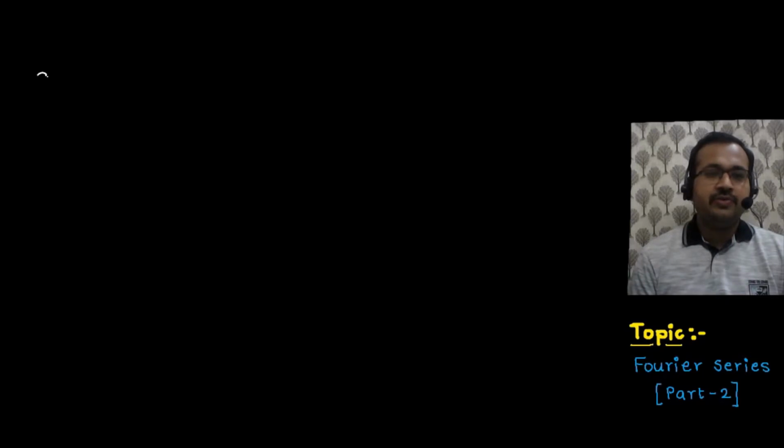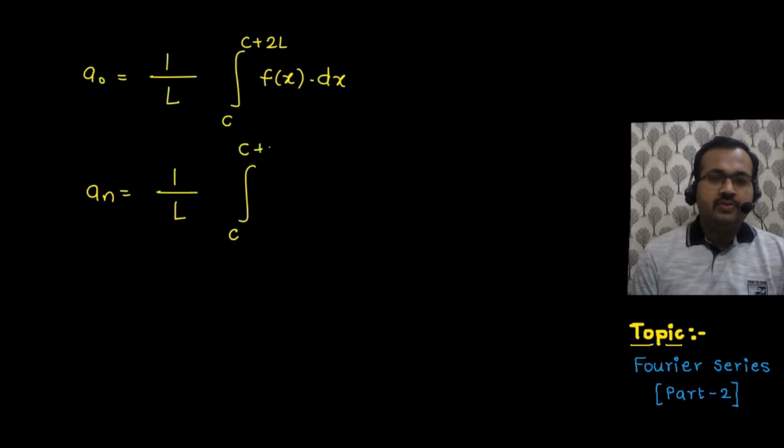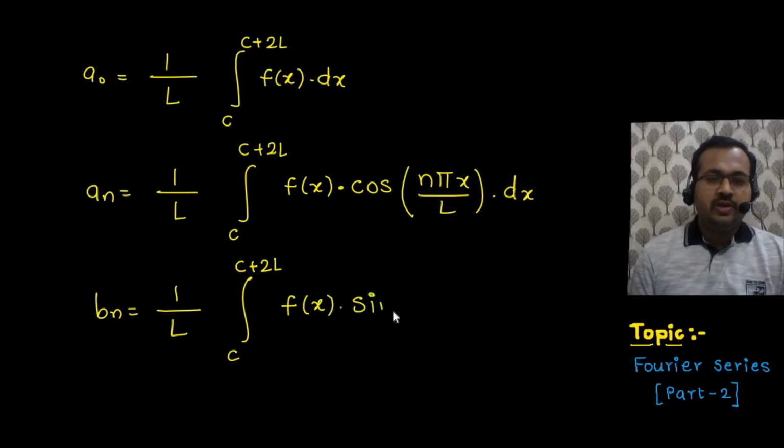And to evaluate those Fourier coefficients, Euler's formula is given by: a0 is 1 upon l integration of f of x with respect to x in the interval c to c plus 2l. an is given by 1 upon l integration from c to c plus 2l of f of x into cos n pi x upon l with respect to x, and bn is given by 1 upon l integration from c to c plus 2l of function f of x into sine n pi x upon l.